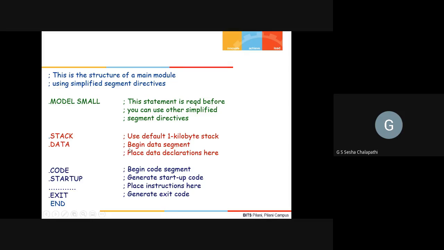Then you can have .data where you declare the data, .code and .startup as we have seen last class, and then you have the program. Finally you will have .exit, which will exit the whole code.